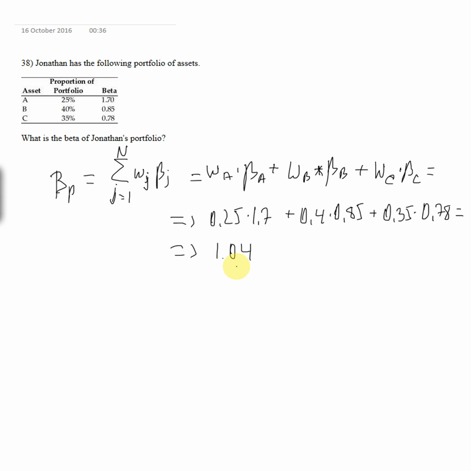As you can see, the overall beta of the portfolio is lower than A, however it's higher than the other two, because the low betas are pulling this down. Basically, the response to market movements of the average portfolio is almost the same as the market's own risk level. Okay, next one.